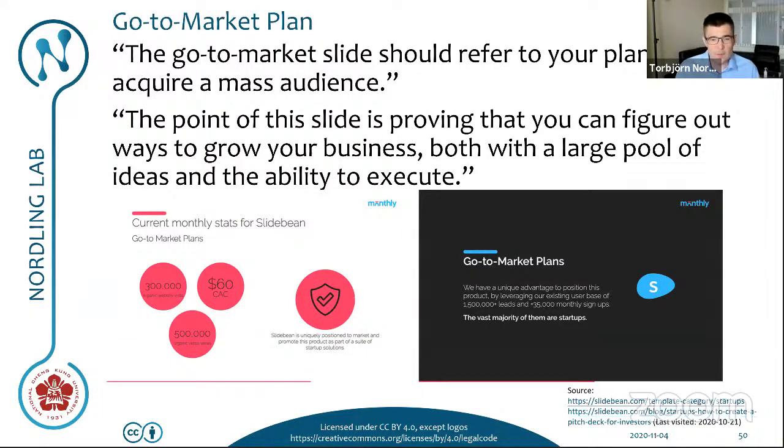So if we look at, for example, Monthly, they provide some monthly stats for Slidebean. Organic web visits, a customer acquisition cost of $60, and 500,000 organic video views. And then they say that Slidebean is uniquely positioned to market and promote this product as part of a suite of startup solutions. So it's an analysis that they did of Slidebean. And then they continue to say that they have a unique advantage to position this product by leveraging their existing user base of 500,000 leads and 35,000 monthly signups.